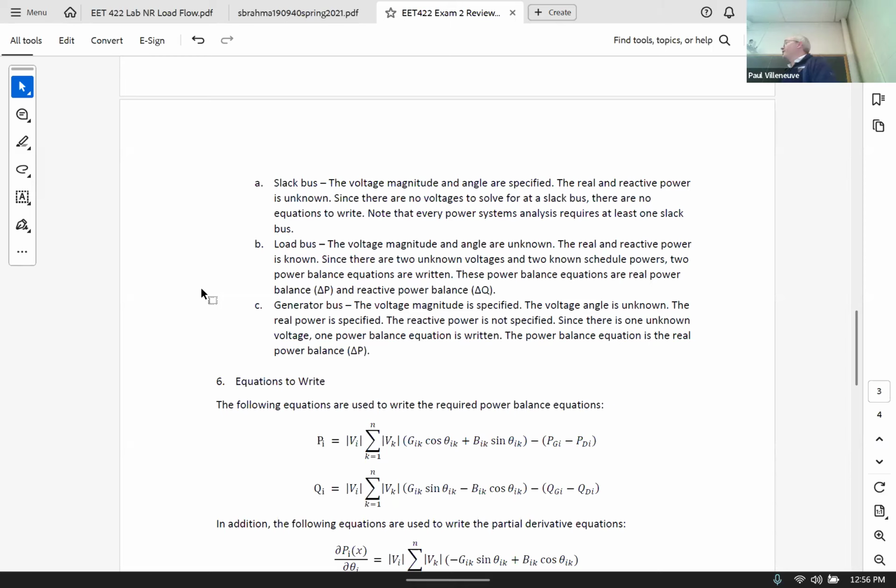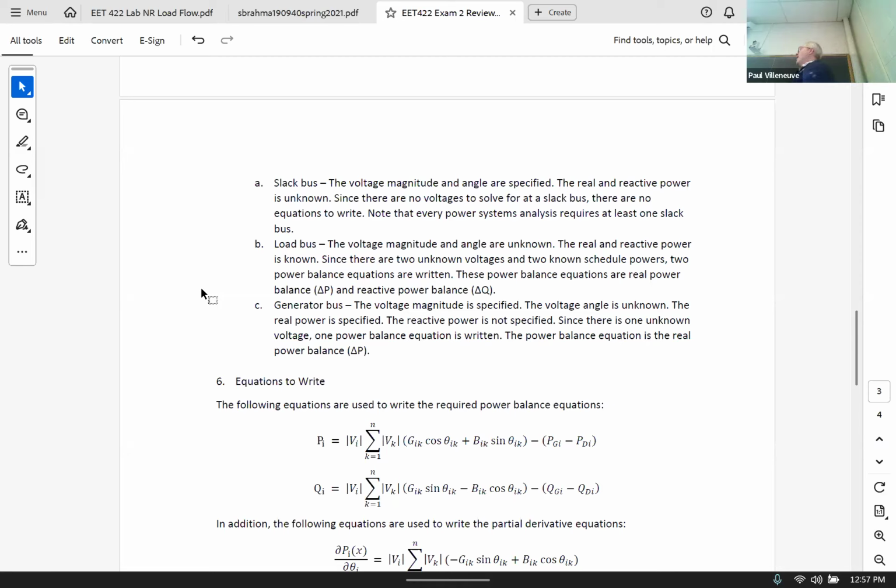And another check for you is when you go through the system, make sure you have at least 1 slack bus. Your entire system could be slack buses, but that wouldn't really do any good, right? If they're all slack buses, you wouldn't even do a load flow. So you've got to have at least one load bus or one generator bus to be able to do the load flow. But as a minimum, you need one slack bus because you can't fully specify the system. So you always have to have one slack bus. And then you can have as many load or generator buses as necessary.